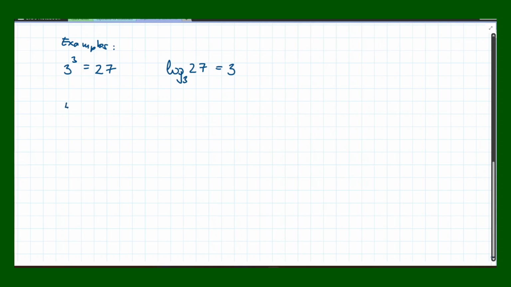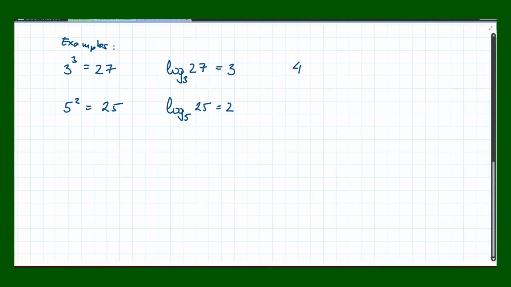Next question. 5 squared is equal to 25. How can I rewrite this exponential relationship as a logarithm? Well, log base 5, because remember the base is the same in the log and in the exponent. 25 has to be equal to 2, because 5 squared is equal to 25.